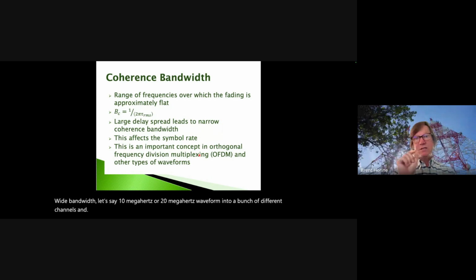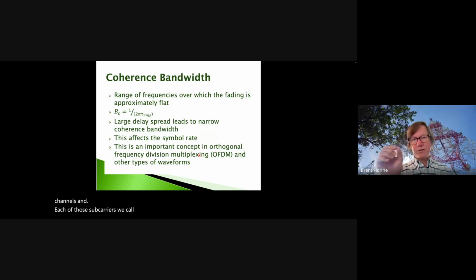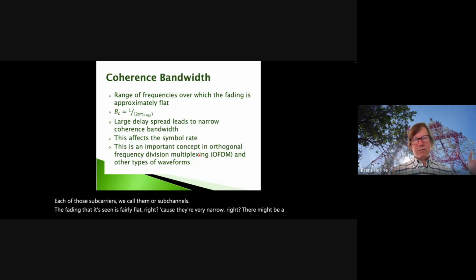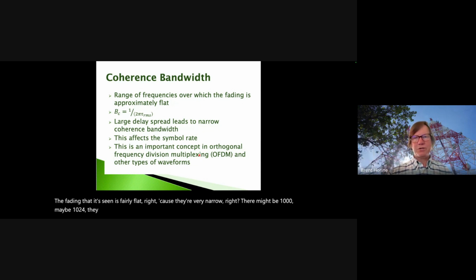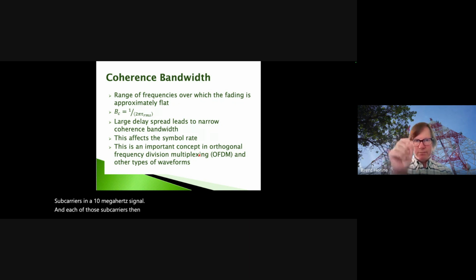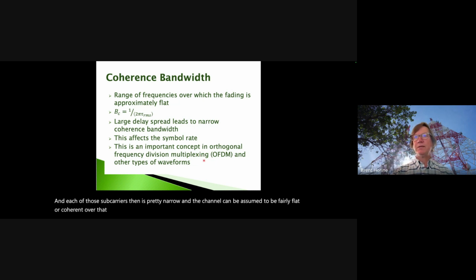Each of those subcarriers, we call them, or subchannels, the fading that it's seeing is fairly flat, right? Because they're very narrow. There might be 1,000, maybe 1024. They tend to follow powers of 2. 1024 subcarriers in a 10 megahertz signal, and each of those subcarriers is pretty narrow, and the channel can be assumed to be fairly flat or coherent over that bandwidth. And so we're breaking it up.